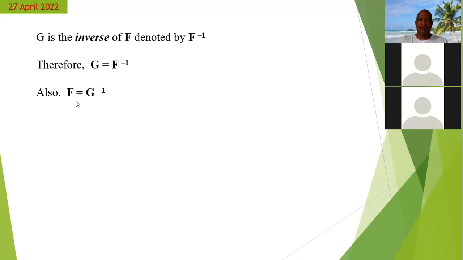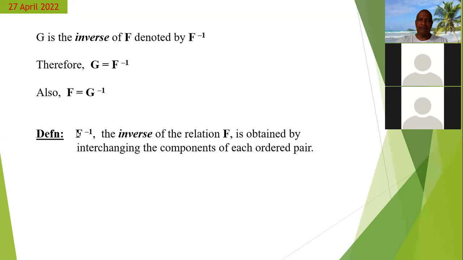So function f is the g inverse. All right, so a definition for the inverse here. The inverse of the function, or f to the minus 1, the inverse of the relation of f, is obtained by interchanging the components of each ordered pair, as we would have looked at already.